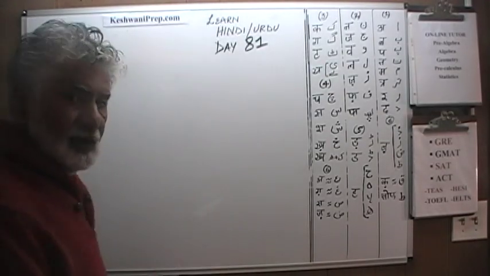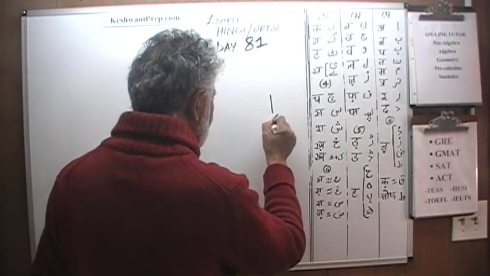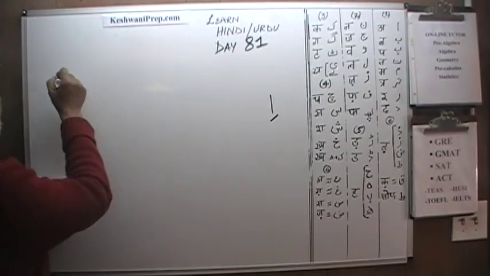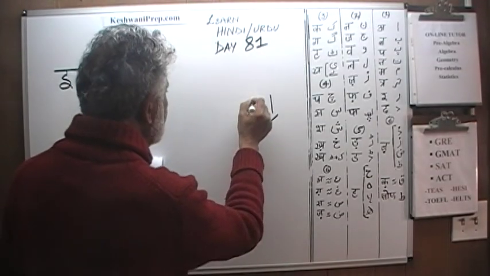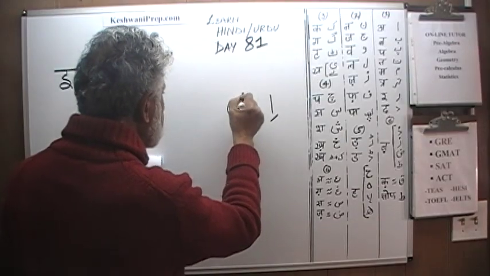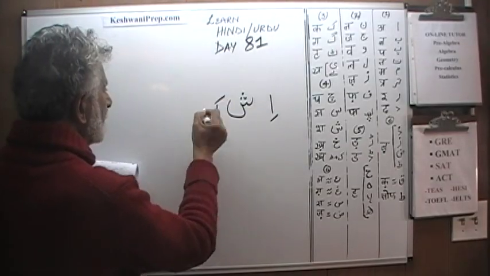The next word is ishq. Ishq is alif with the zer, that's an e, choti e. Then a sheen, that's a sho, and then a kaf, ka.